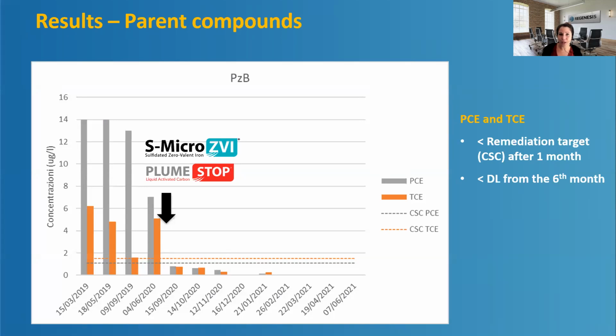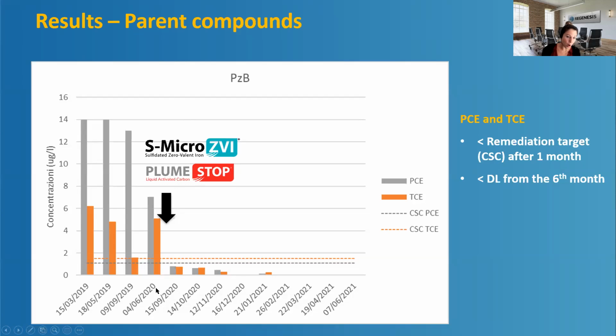I will show you anyway the worst one, the one that was more contaminated, and also the one for which we have more historical data, because the other one was realized just before the injection. So we had only one campaign before injection. So here you see the results concerning the parent compounds, PCE and TCE.